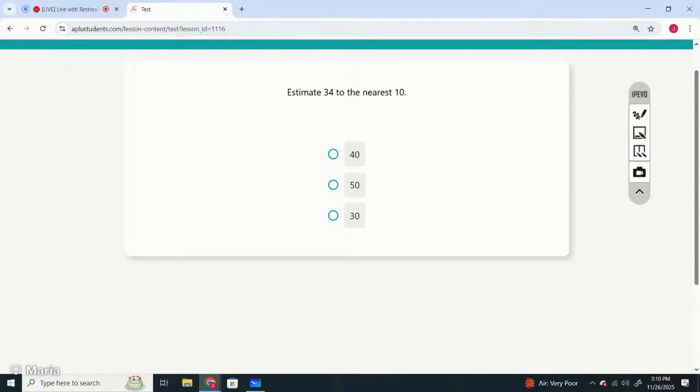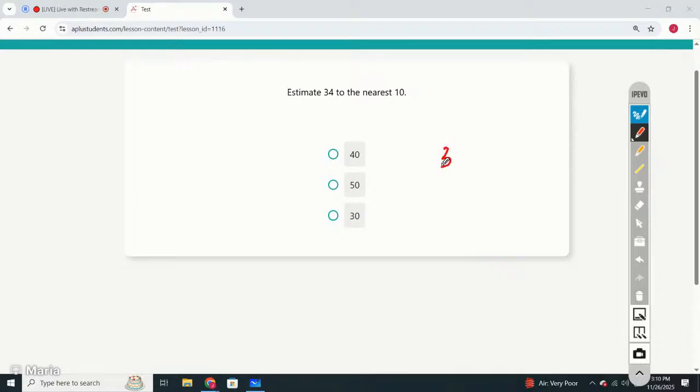Estimate 34 to the nearest 10. So which is the correct option? 34. 3 is the digit that is at the tens position. Right next to 3 we have 4. We need to compare this number to 5. So 4 is less than 5.